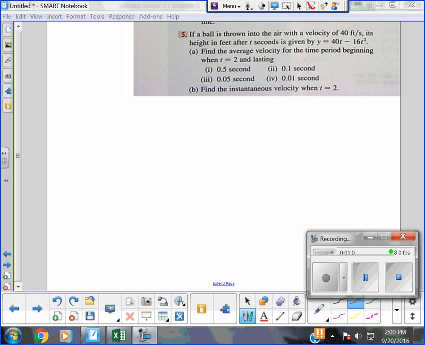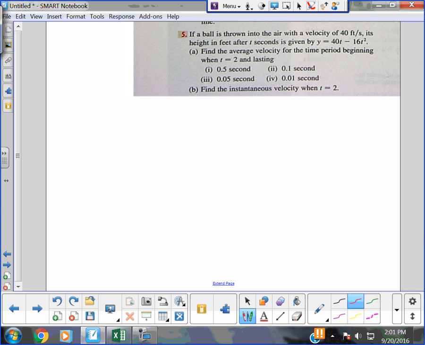And then the next one is t starts at 2 and lasts 0.1 seconds. Oh, that's 2.1. Then t goes from 2 to 2.05. But listen, that's going to be a ton of work unless we fix it. So everybody, I want you to think of it this way.